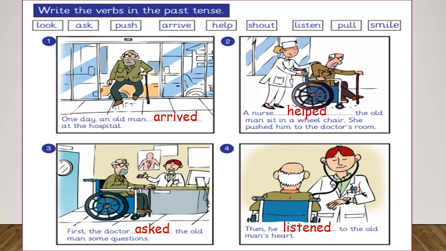In this activity, you are going to write the verbs in the past tense or the past form. Look, ask, push, arrive, help, shout, listen, pull, smile. So we are going to change them into the past. Looked, asked, pushed, arrived, helped, shouted, listened, pulled, smiled, and so on.